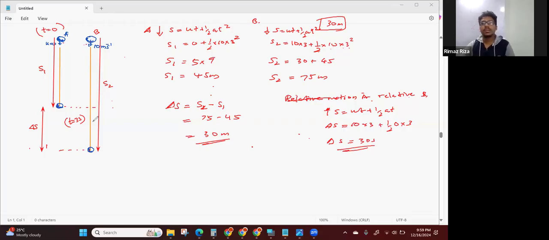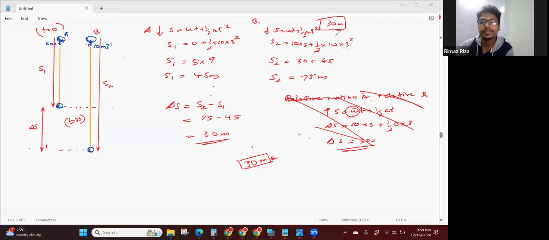Okay. Did you understand this method? So no need to write anything. If in case such an MCQ you got, the relative velocity is 10 and the time is 3. Relative U is relative initial velocity, because U is initial velocity. So the relative initial velocity is 10, 10 into the time 3, 30 meter will be the answer. Did you understand?